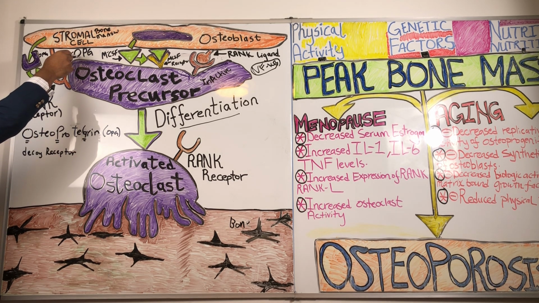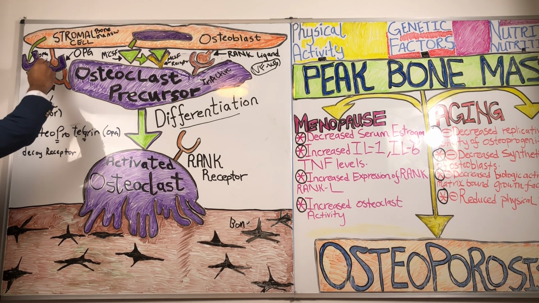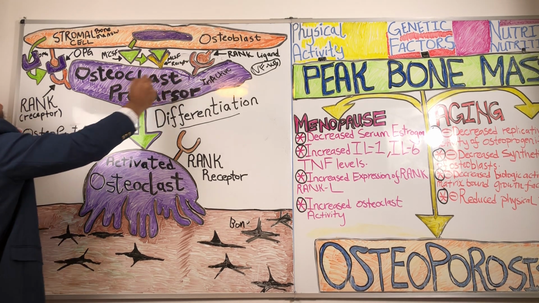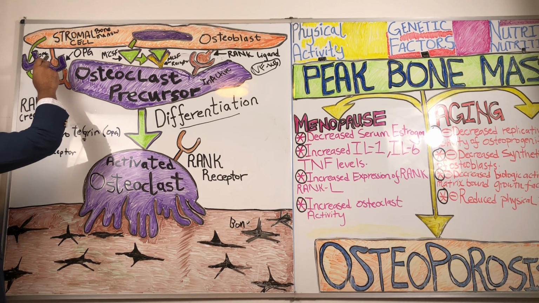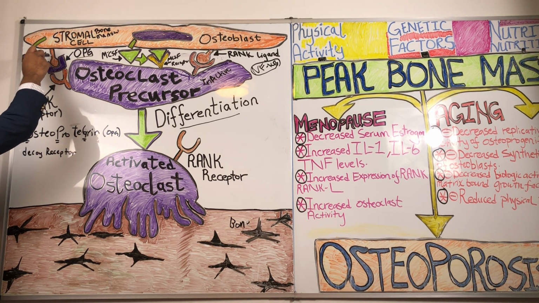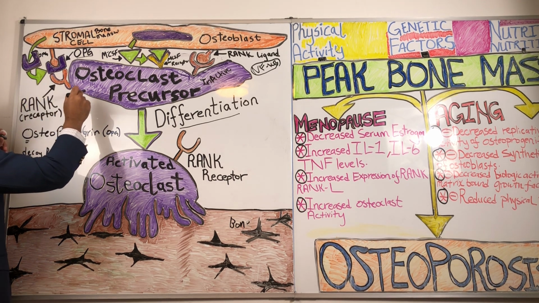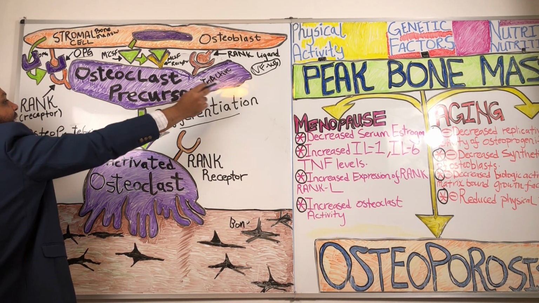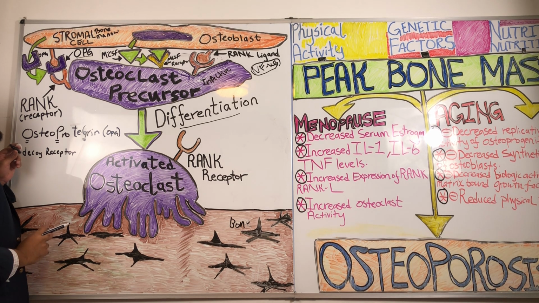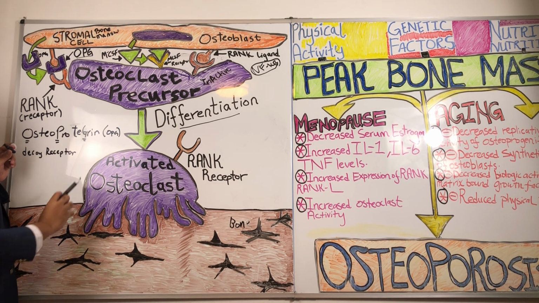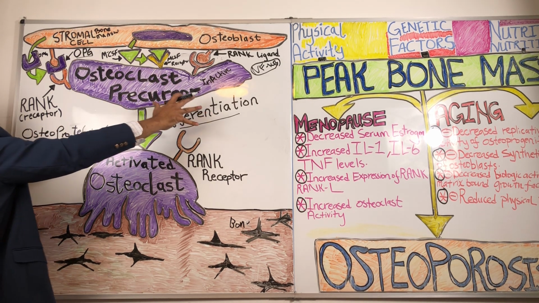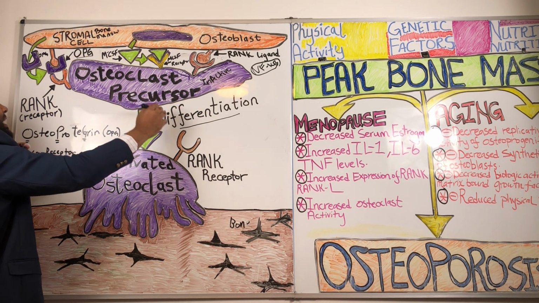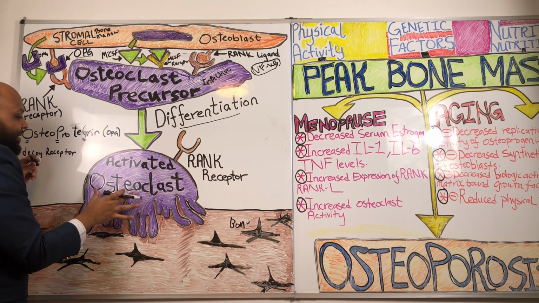When you block and inhibit the binding of the RANK ligand to the RANK receptor, what happens? That means when we use the OPG, osteoprotegerin, to block the binding of the RANK ligand to the RANK receptor, we cannot initiate the NF kappa B pathway. We cannot initiate the nuclear factor kappa B. That means the osteoclast precursor cell will remain inactive. It will remain unable to differentiate into an activated osteoclast.